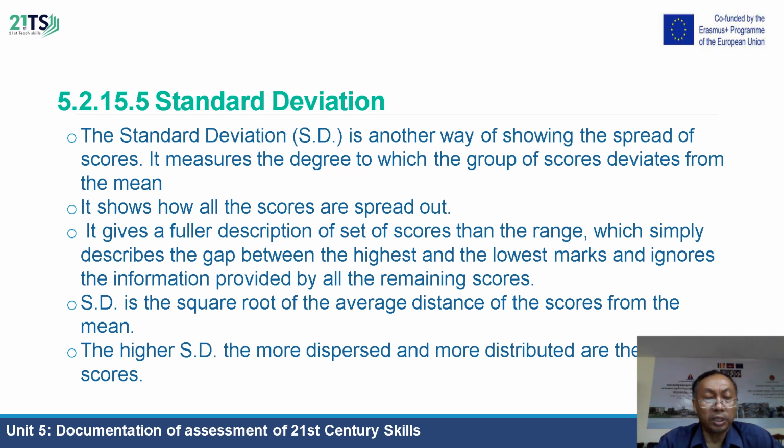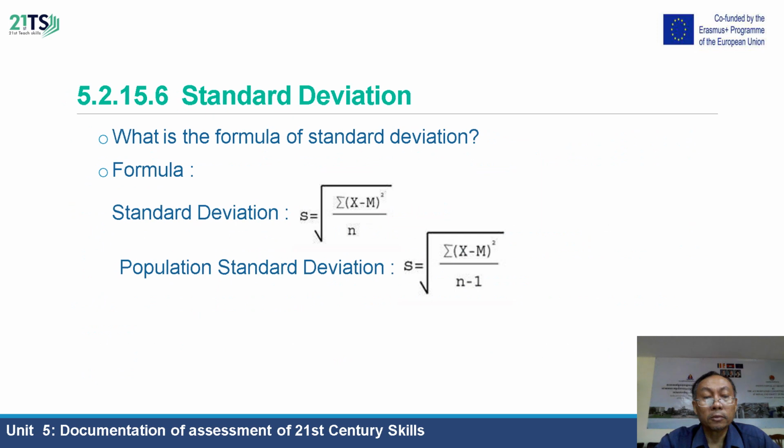Standard deviation is the square root of the average squared distance of the scores from the mean. The higher the standard deviation, the more dispersed and widely distributed the test scores are. Let's study the formula of standard deviation. You may need it for your own calculations.